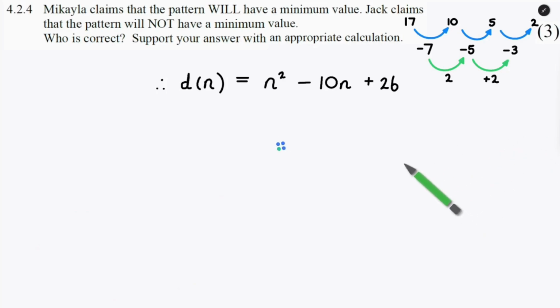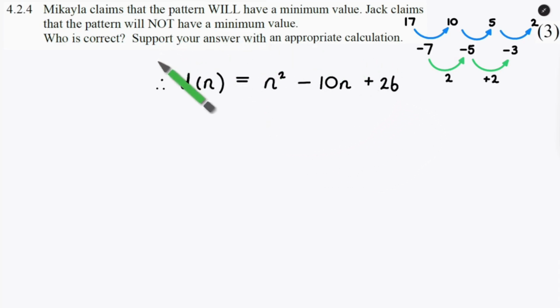Next up, we have a couple of friends having an argument, Michaela and Jack. So one of them claims there's a minimum value. The other one claims it does not have a minimum value. And we need to answer who is correct and back ourselves up with the appropriate calculation.